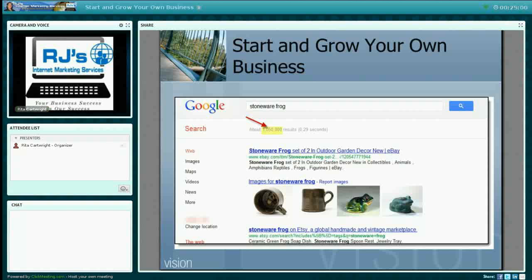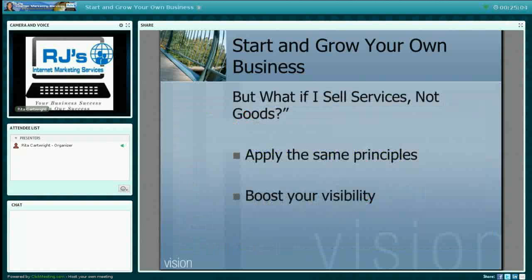And so you may say, but what about if I sell services and not goods? Well, you can apply much the same principles to service-based businesses, boosting your visibility, creating an ebook or ebook series, and selling it on Amazon, especially Kindle Reader versions to boost your searchability and credibility.